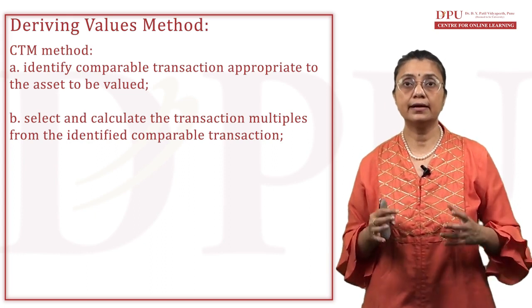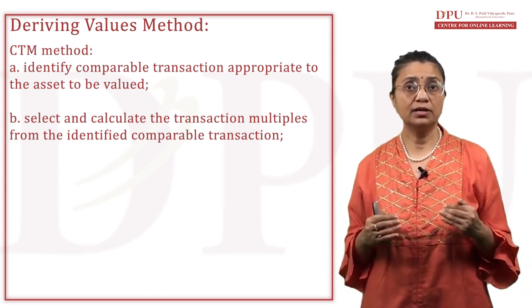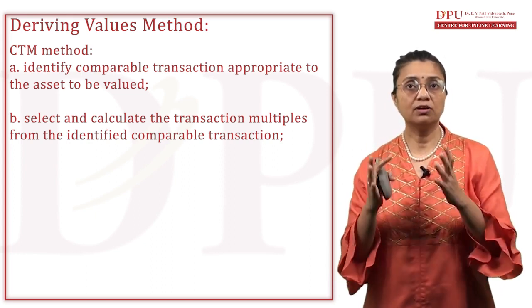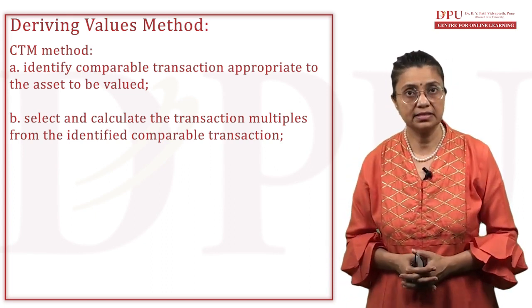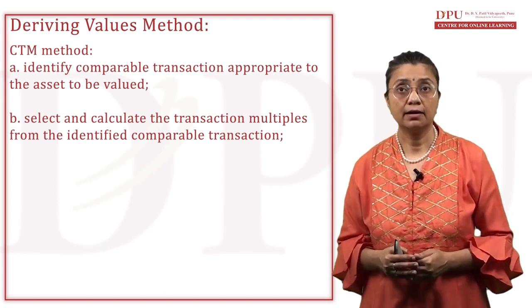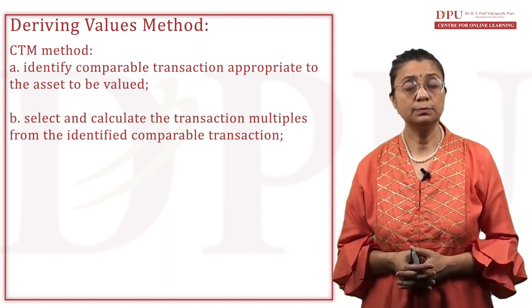So this is basically a comparable transaction method where we are trying to find out the value of the particular asset, and then accordingly we are selecting the data and substituting that data into that particular unavailable account.